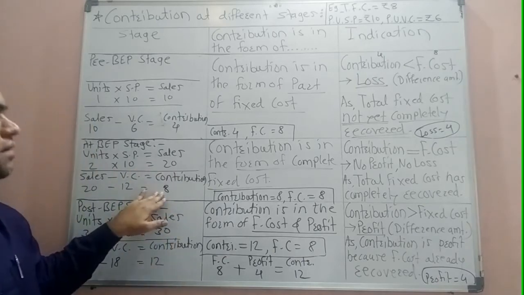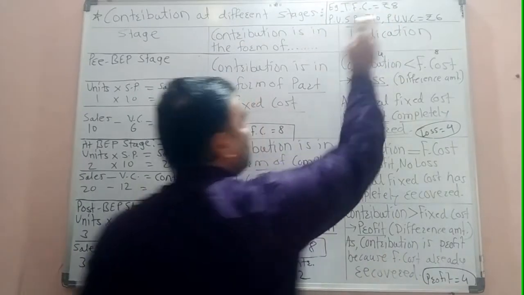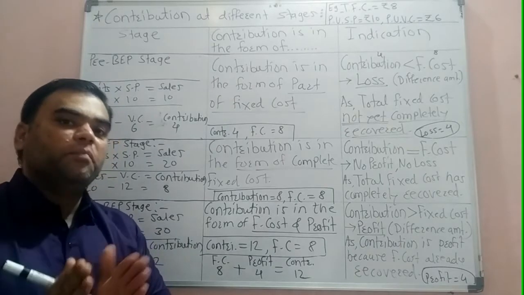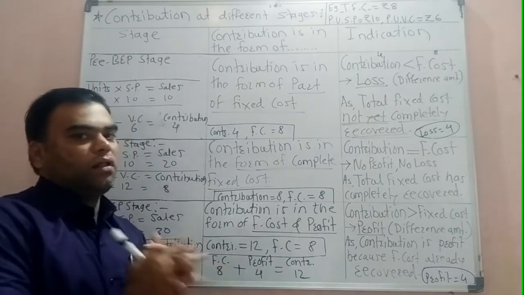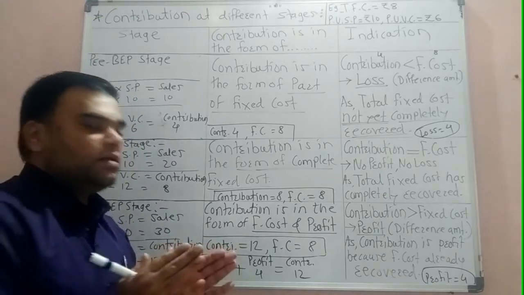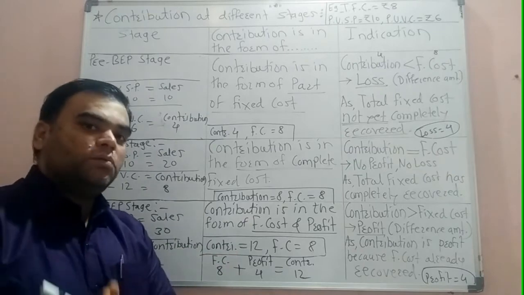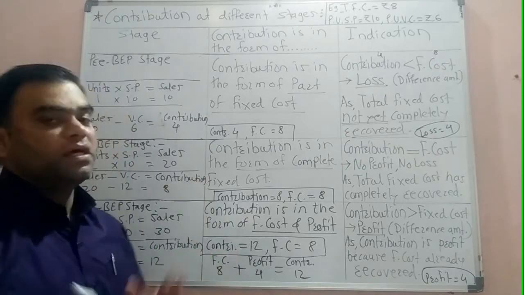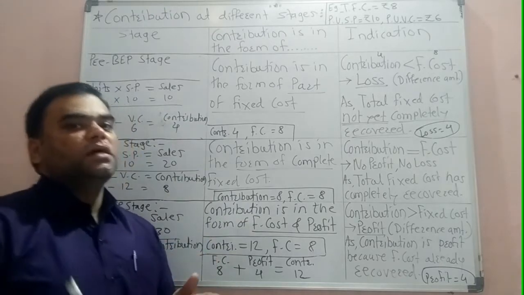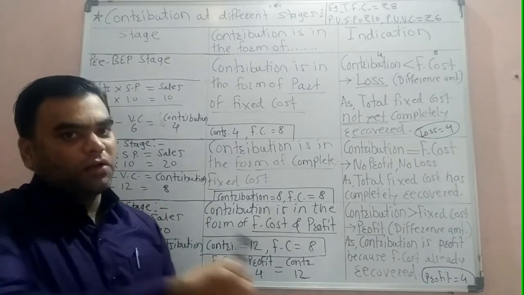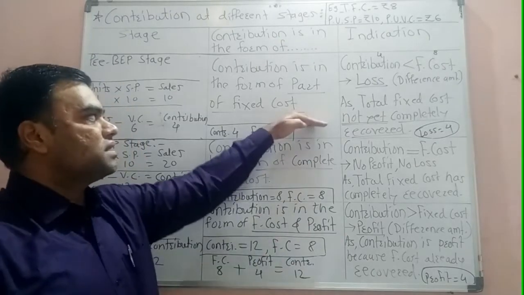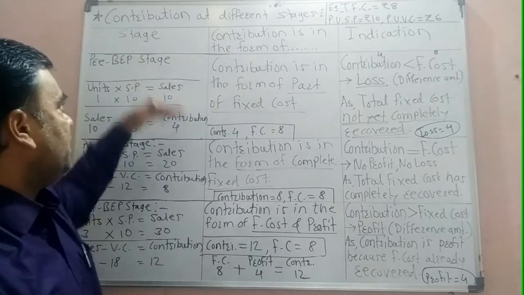Contribution is ₹8. Now our total fixed cost is also ₹8. It means at this stage our contribution became exactly equal to our total fixed cost. And as we discussed in the last lecture, whenever contribution becomes exactly equal to total fixed cost, then the BEP stage, or no profit no loss stage, comes. Why? Because when we sell units, the variable cost of those units we immediately recover, and fixed costs remain to recover, as we have discussed in the first case, the pre-BEP stage.